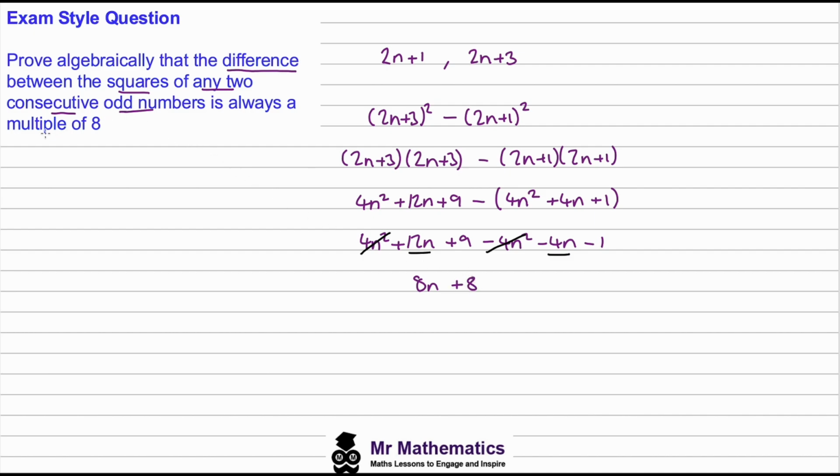We were asked to show it's always a multiple of 8, so we need to factor out this 8. And we get 8 lots of n plus 1. And because we're multiplying something by 8, this is by definition a multiple of 8. So therefore, 2n plus 3 squared minus 2n plus 1 squared must be a multiple of 8.